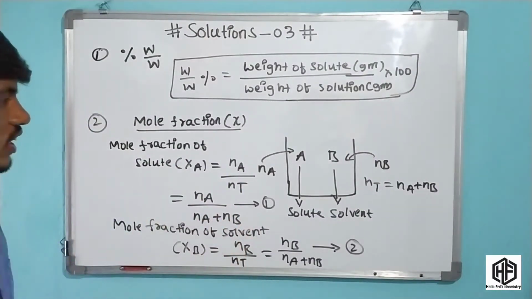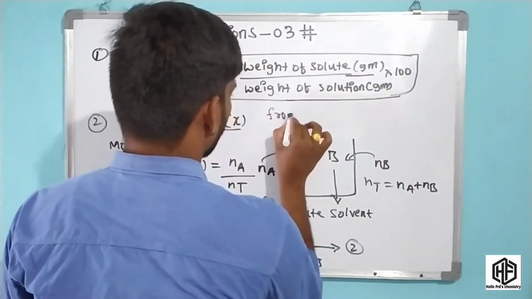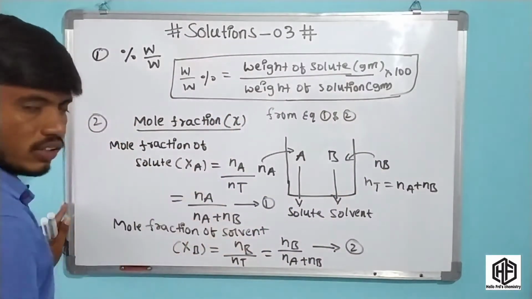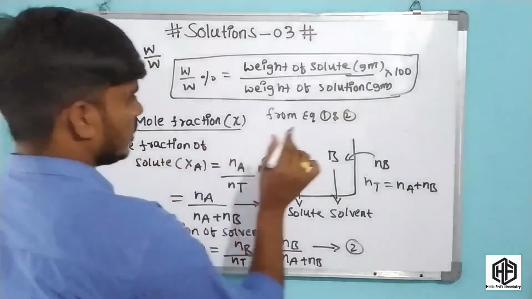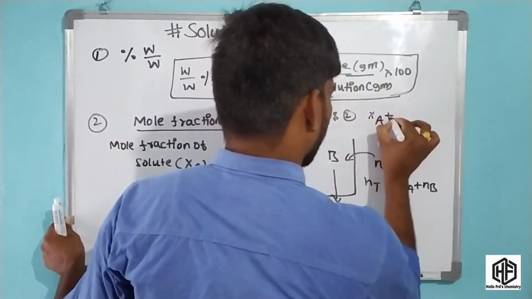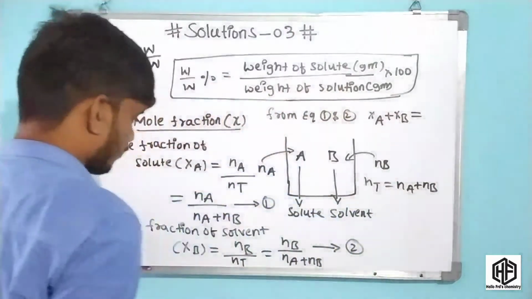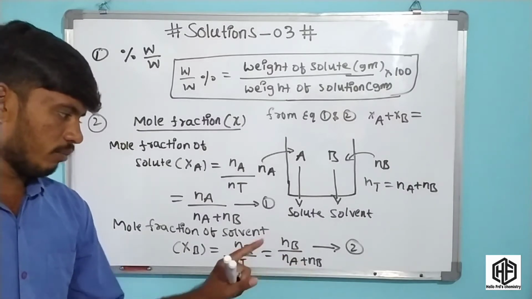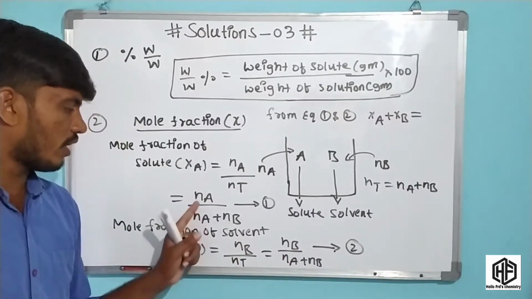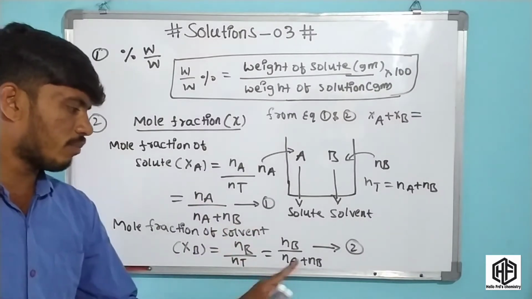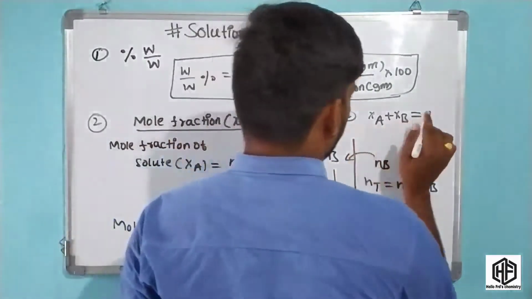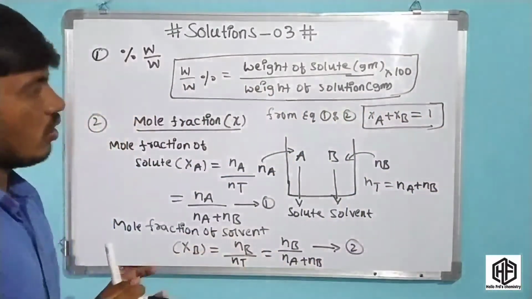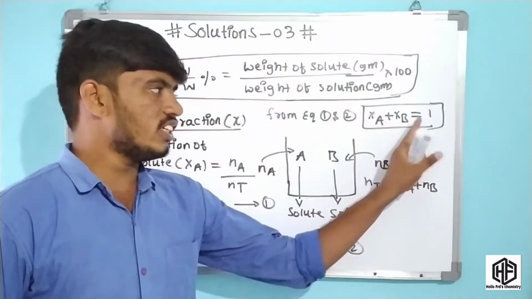Now from equations 1 and 2, we take the sum. Zeta A plus zeta B is equal to Na by Na plus Nb plus Nb by Na plus Nb. The denominators are common, so Na plus Nb divided by Na plus Nb cancels, and zeta A plus zeta B is 1. This is very important: the mole fraction of solute plus the mole fraction of solvent is equal to 1.